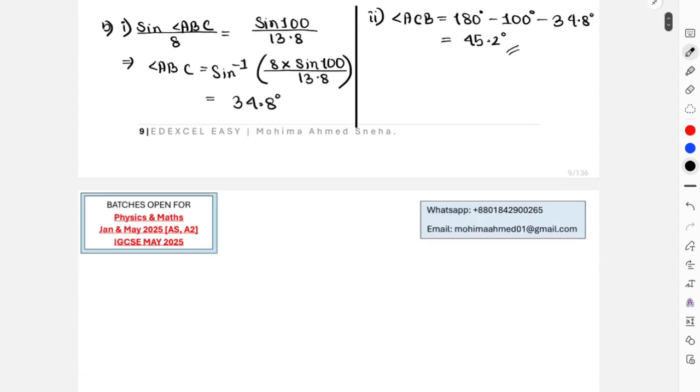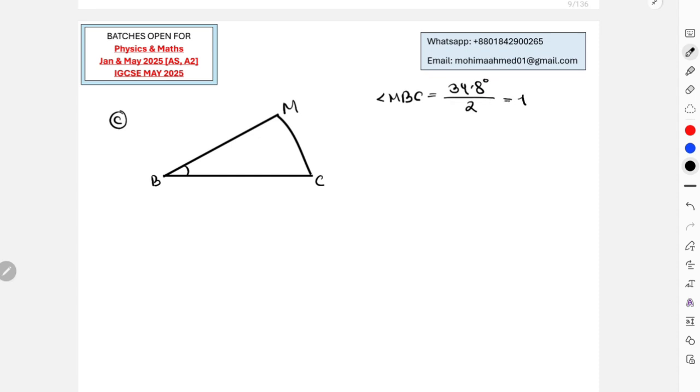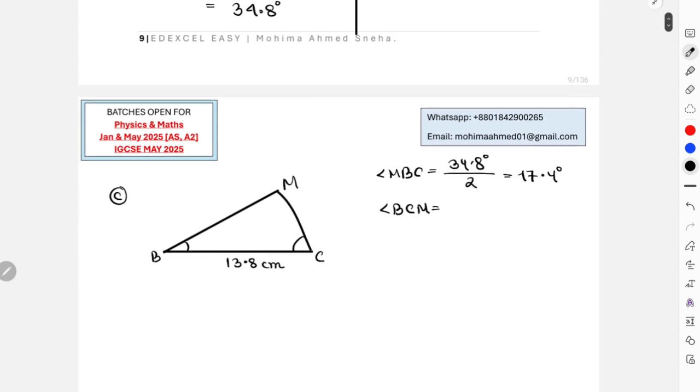Okay, let's just work with this BMC in a separate diagram. Let's just work with this part C over here. This is roughly the diagram for BMC. This angle MBC is going to be 34.8 degrees divided by 2, which is going to be 17.4 degrees. Okay, now the value for this is 17.4. BC is going to be restored as 13.8 centimeters. MC would again have changed, right? It will not obviously be 8 centimeters. It will also not be 4 centimeters, right? Over here I do not know what the value for MC would be, but the value for angle BCM will turn out to be the same value, 45.2 degrees.